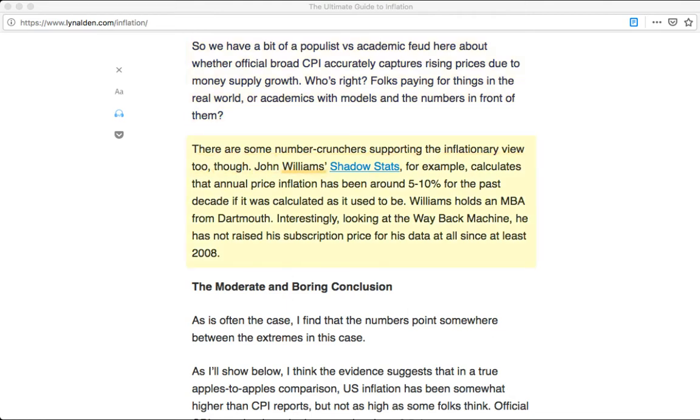John Williams' Shadow Stats, for example, calculates that annual price inflation has been around 5–10% for the past decade if it was calculated as it used to be. Williams holds an MBA from Dartmouth. Interestingly, looking at the Wayback Machine, he has not raised his subscription price for his data at all since at least 2008. The moderate and boring conclusion, as is often the case, I find that the numbers point somewhere between the extremes in this case.